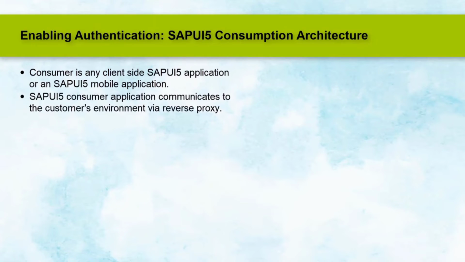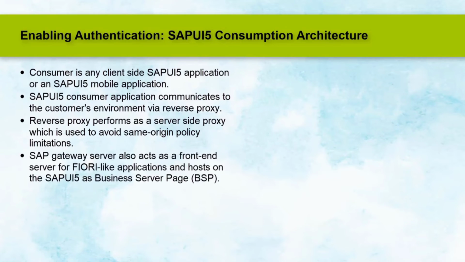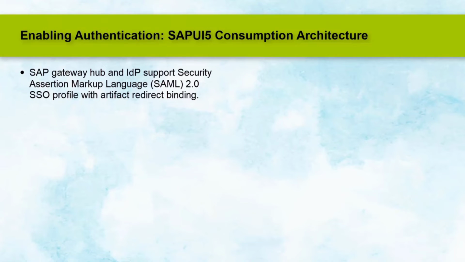The SAP UI5 consumer application communicates to the customer's environment via reverse proxy. The reverse proxy performs as a server-side proxy, which is used to avoid same-origin policy limitations. SAP Gateway Server also acts as a front-end server for Fiori-like applications and hosts the SAP UI5 business server page. SAP Gateway Hub and IDP support the Security Assertion Markup Language 2.0 SSO profile with artifact redirect binding.